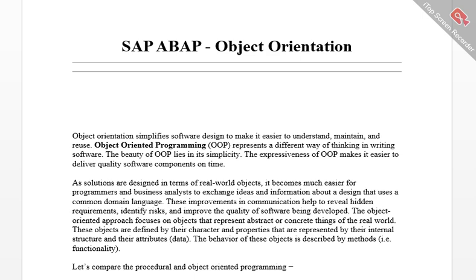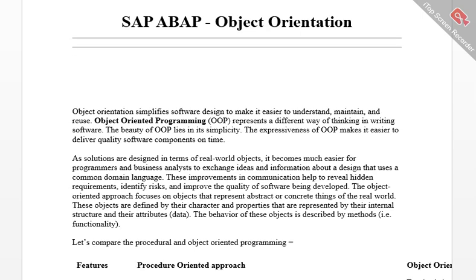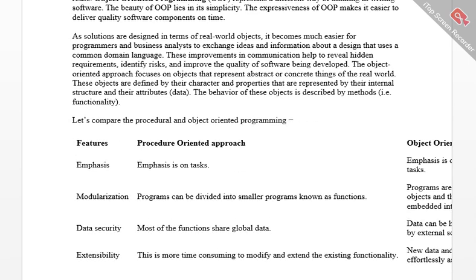The object-oriented approach focuses on objects that represent abstract or concrete things of the real world. These objects are defined by their character and properties that are represented by their internal structure and their attributes, that is data. The behavior of these objects is described by methods, that is functionality.